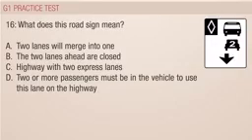Question 16. What does this road sign mean? A. 2 lanes will merge into one. B. The 2 lanes ahead are closed. C. Highway with 2 express lanes. D. 2 or more passengers must be in the vehicle to use this lane on the highway.